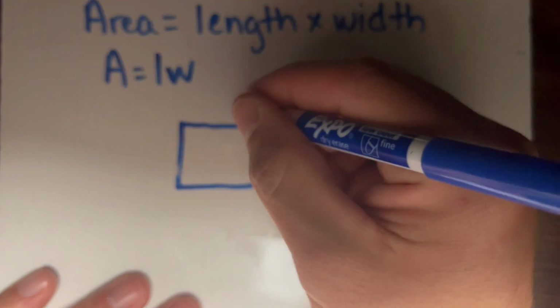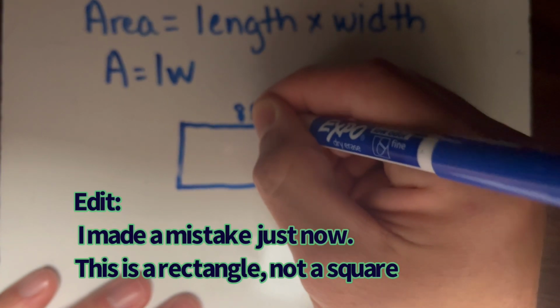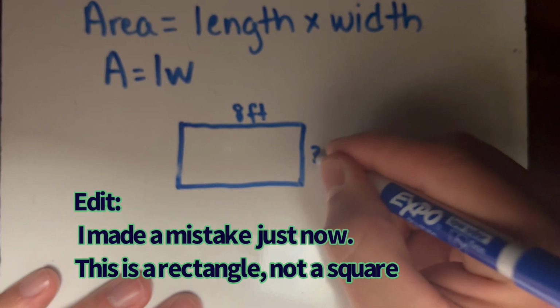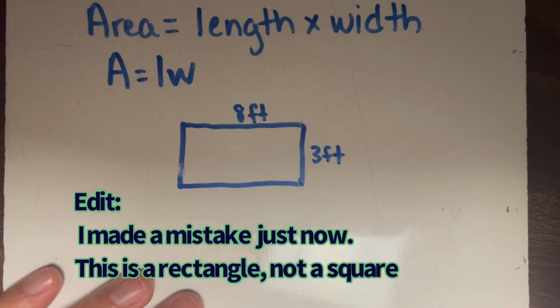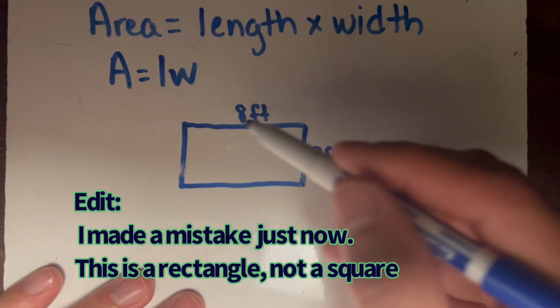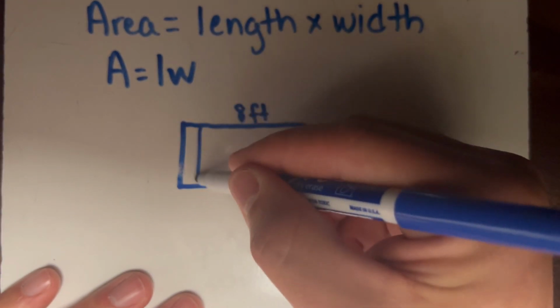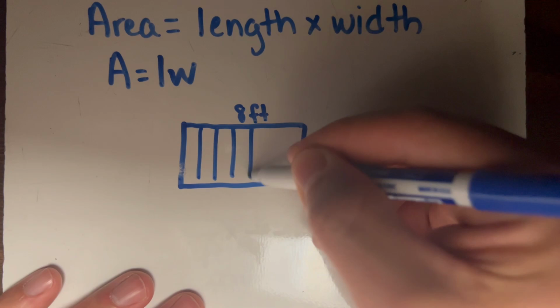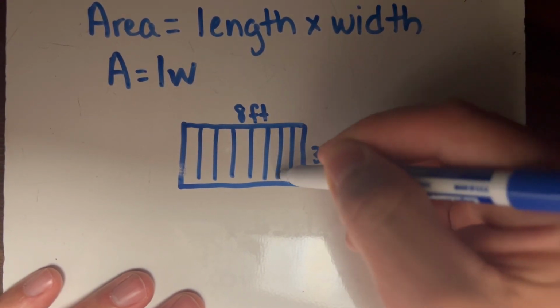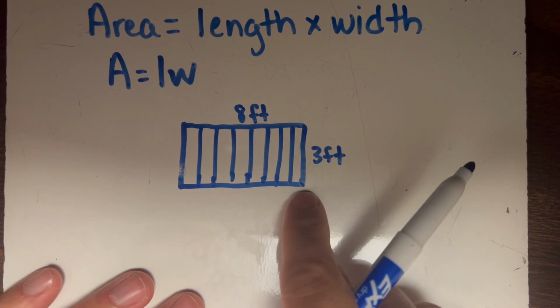So for example, if this was a square that was 8 foot long and 3 foot wide, there's two ways we can solve this. Number one is we could draw the squares, right? So since there's 8 going this way, you could draw 7 lines up and down. 2, 3, 4, 5, 6, 7. Remember, 7 lines makes 8 spaces if you count those up.